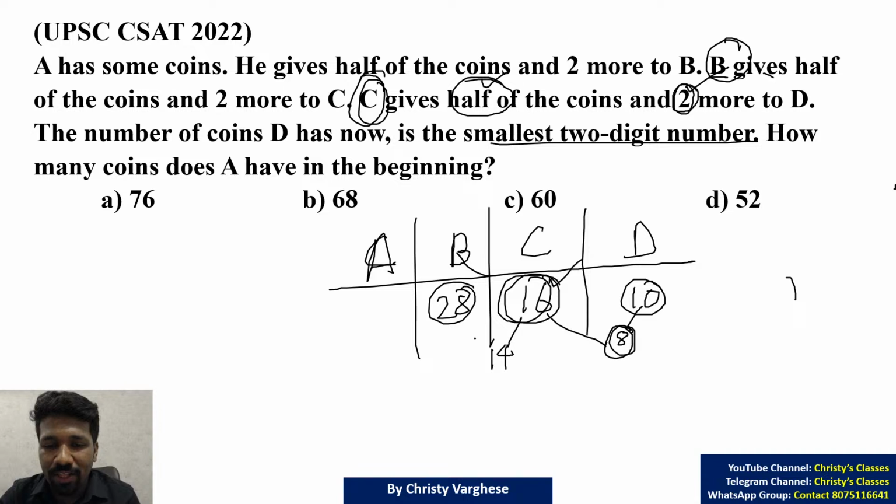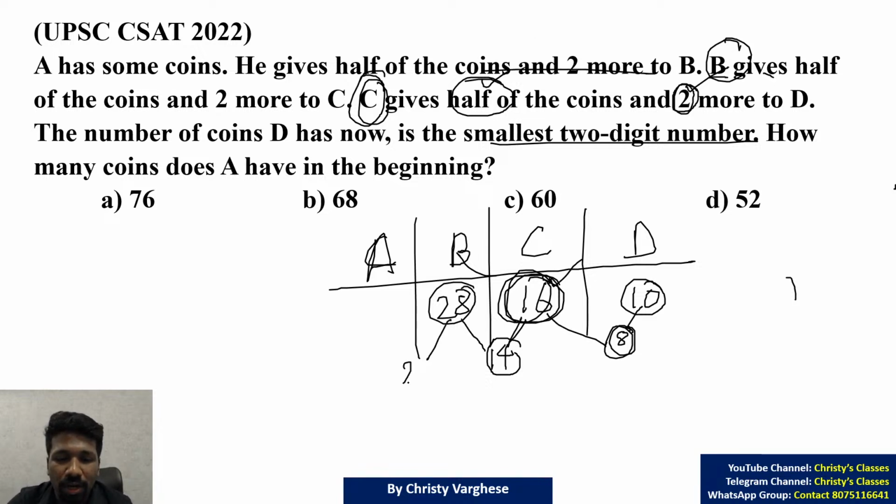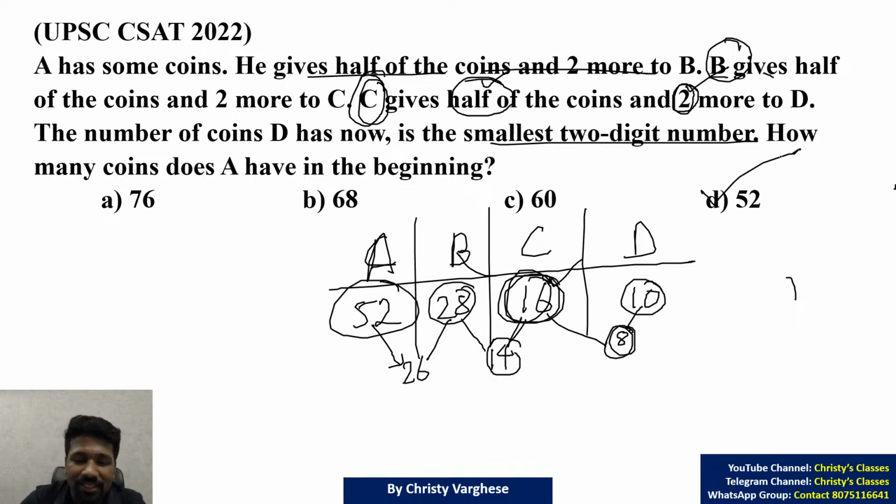Now read it further, read it forward. 28, half given means 14 coins, 2 more given means 16 coins. Making sense, na? Do the same for A again, similar step itself. 2 more to B. So before giving 2 more, A has 2 less coins, that is 26 coins. He gives half of the coins, which means half of something is 26. Half of what is 26? Half of 52 is 26. And that is the initial value and that is the answer, 52.